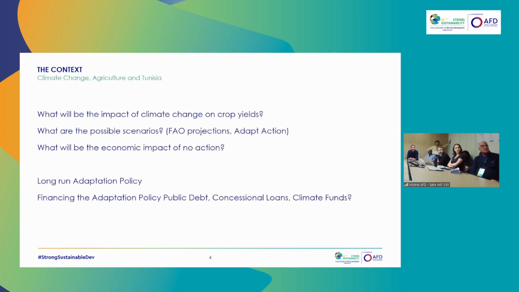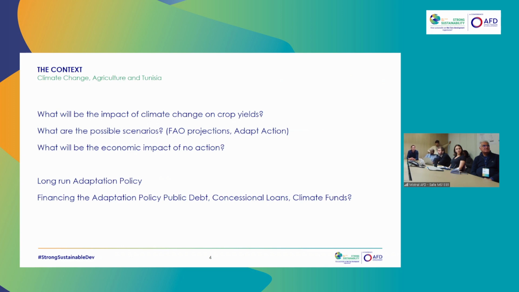So the context, or what we are really interested in, is a few questions. One is, what will be the impact of climate change on crop yields in Tunisia? Because, as I'm going to show, Tunisia is one of the most heavily impacted countries when it comes to climate change and agriculture, particularly because of global warming and the loss of precipitation. And I'm going to show you some projections that we used. Some are crop projections, some are coming from FAO's projections, some are from another project funded by the AFD called Adaptacion.